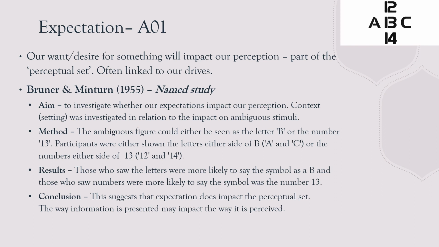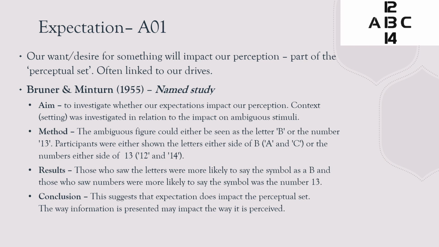So Bruner and Minturn, what did they do? How did they investigate that? Well, their aim was to investigate whether our expectations impact our perceptions. And in particular, they were looking at context. So our context is the environment that you're in, the setting that you're in, and how this impacted our ability to view an ambiguous stimuli.